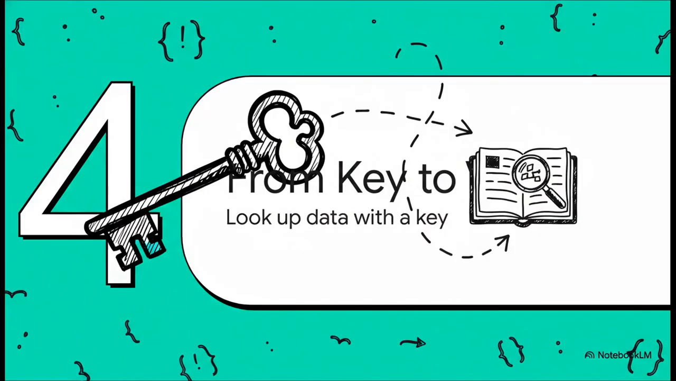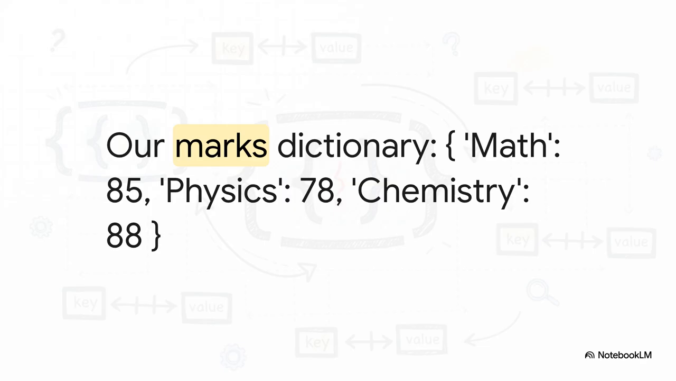Okay, so this is a really crucial point. Having the key is incredibly powerful. You can think of a key like an address. Once you have that address, you can always go back to the dictionary and look up the exact value that lives there. Let's switch gears and use a new dictionary to really see this in action. Here we have a marks dictionary. The subjects are the keys and the scores are the values. This is the perfect scenario for using those keys to retrieve their data.